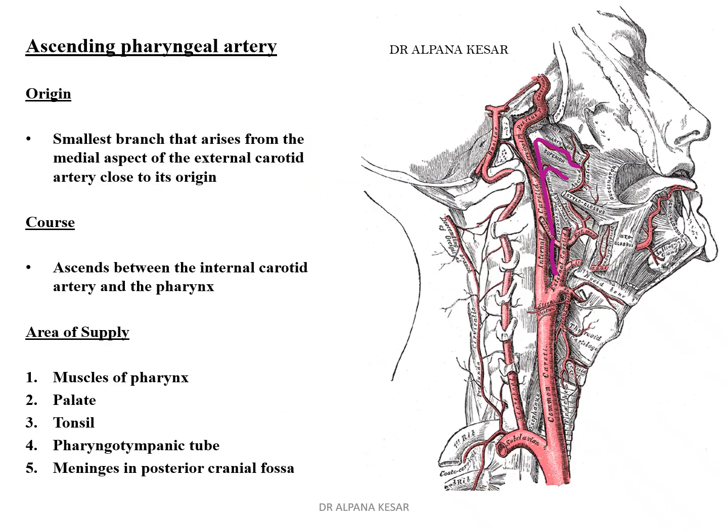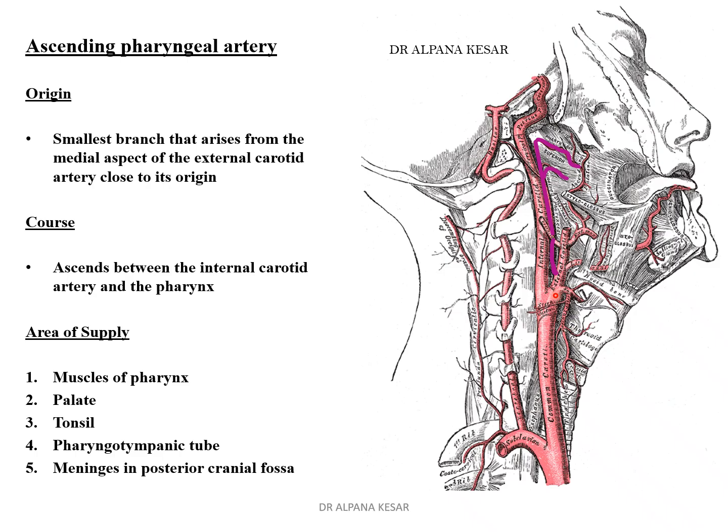Ascending pharyngeal artery. Ascending pharyngeal artery is the smallest branch of external carotid artery. It is the only branch of external carotid artery that arises from its medial surface. It arises close to the origin of external carotid artery.